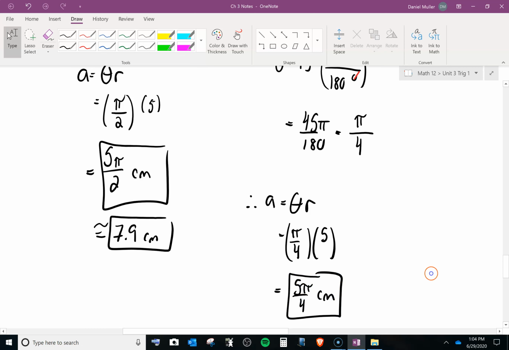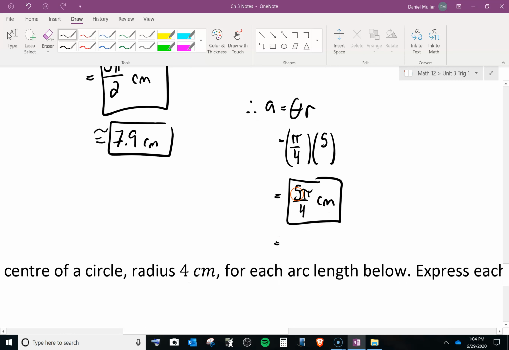centimeters. And again, 5 times 3 is 15, and then 15 divided by 4 is like 3 point something. So I want you to leave your answer like this, but in case you were just wondering what that is roughly, it's roughly 3.9 centimeters. That's how long this thing is.